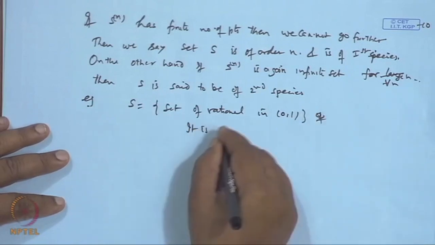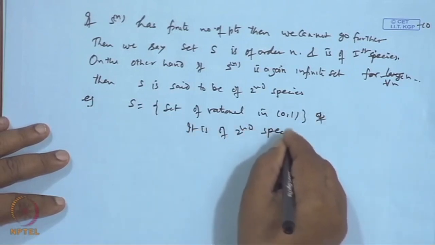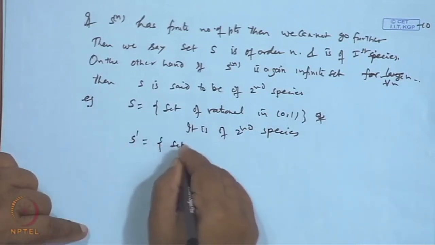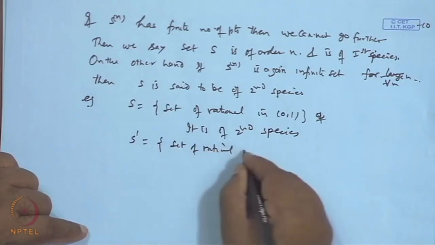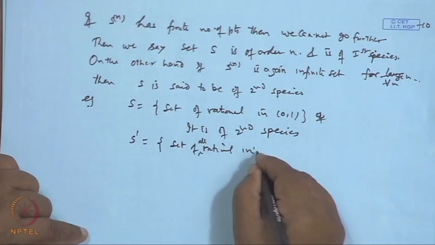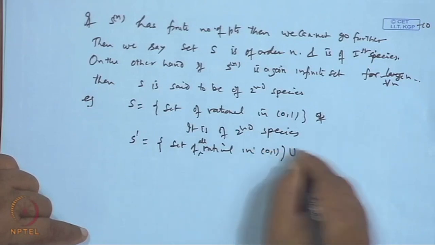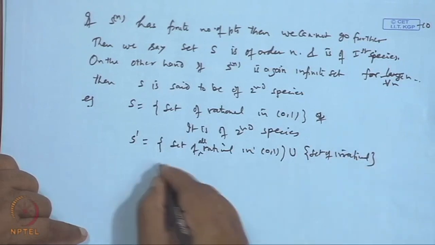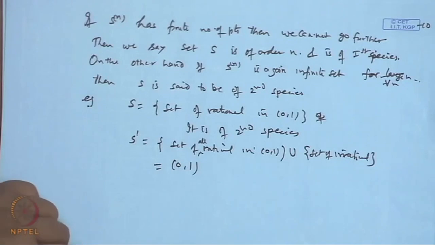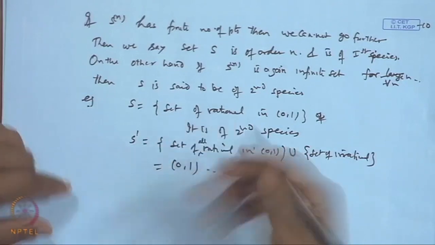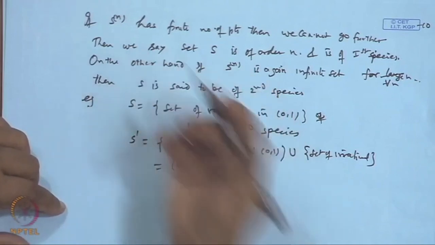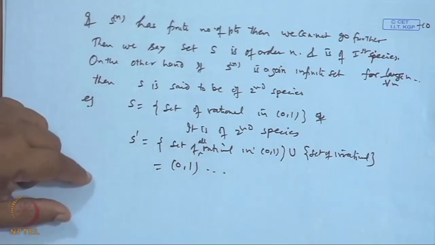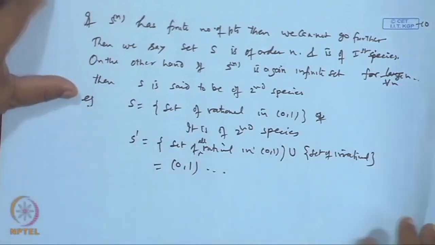It is of second species. Why? Because the set of limit points of this is the set of rationals in the interval 0, 1, and then the set of all irrationals will also be limit points of this, and basically this is nothing but the interval 0, 1 itself. So, continuing this, every time the derived set comes out to be the set itself, so it is possible to get the limit point every time. So, it is of second category. Okay. So, that is what we want.